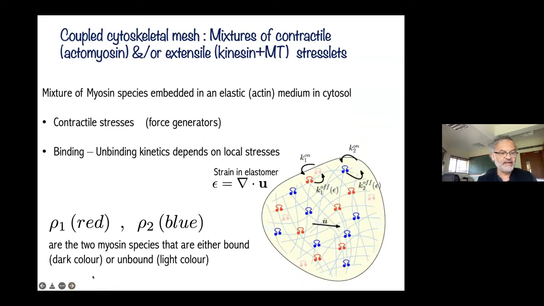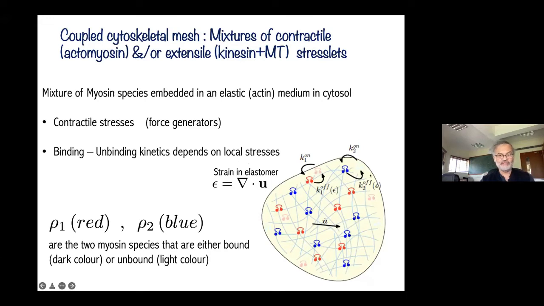The model that we construct is an abstract model, but it's fairly general. It has an underlying cytoskeletal mesh created by, let's say, actin. We'll focus on actin today. And embedded in this is a mixture of stresslets. The stresslets can be either contractile, such as actomyosin, or mixtures of contractile and extensile. But in this particular talk, I'll focus on a mixture of two contractile species of myosin, embedded in an elastic actin medium, which is further embedded in the solvent. As I said, the myosin applies contractile stresses; they're force generators on this elastic medium. And further, there are force sensors, that is, their binding and unbinding kinetics depends on local stresses.